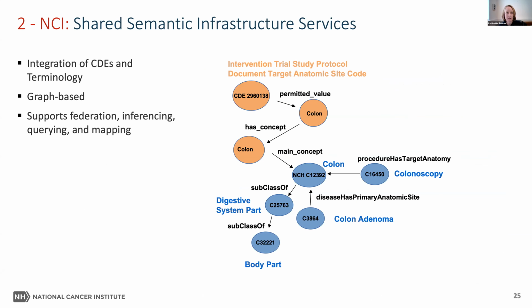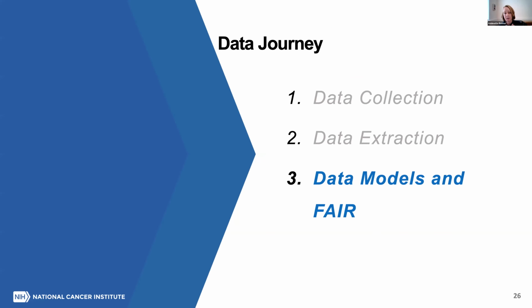This is a project that I find very exciting. It's our shared semantic infrastructure services. So we're working on developing this tighter integration between the CDEs and the terminologies. And this really relies on the graph nature of both CDEs and the concepts. So we're working on building out a graph-based structure using an RDF triple store that will allow users to work their way, delving through CDEs into the NCI thesaurus concepts. And so it will allow additional capabilities with inferencing, querying, mapping, and so forth.